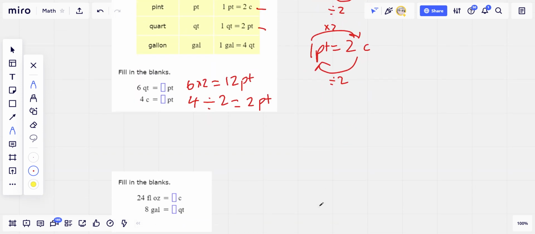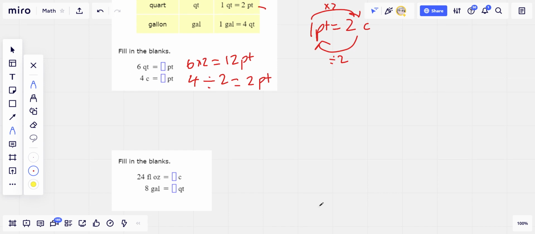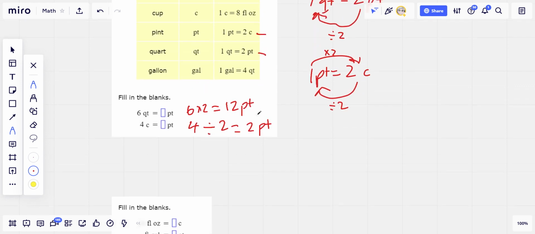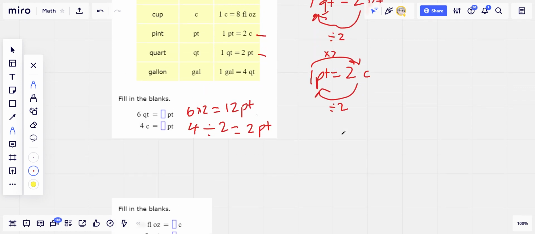All right, let's try another set. So in this first one, we have 24 fluid ounces, and we want to go to cups. So let's find that fact up here. It says 1 cup equals 8 fluid ounces. They say fluid because there's another ounce that's in weight, so it gets confusing. So when we're talking about volume of liquids here, we're talking about fluid ounces. So 1 cup is 8 fluid ounces. So we're multiplying by 8 in this direction, and we're dividing by 8 in this direction.